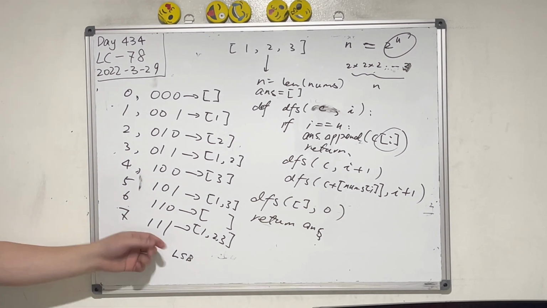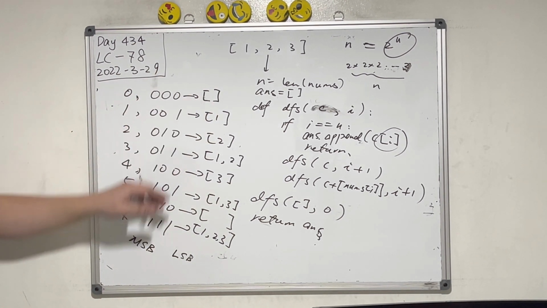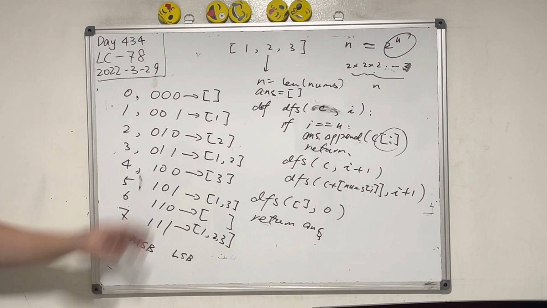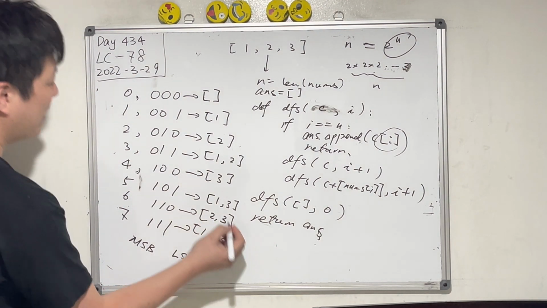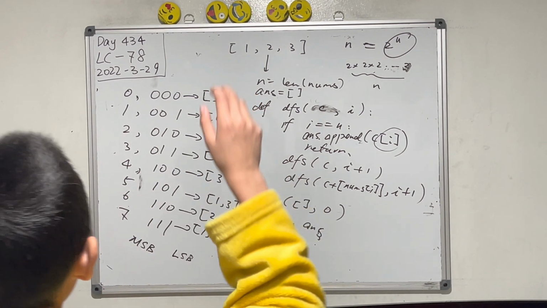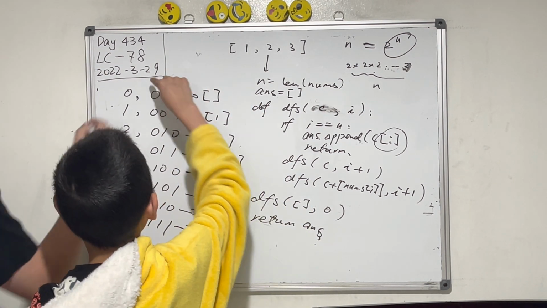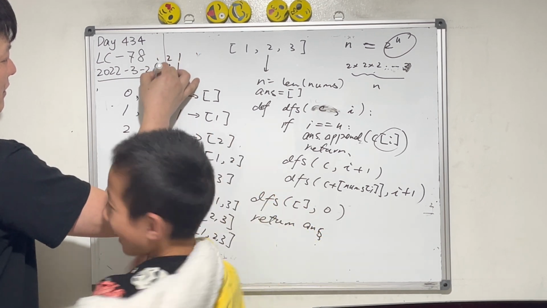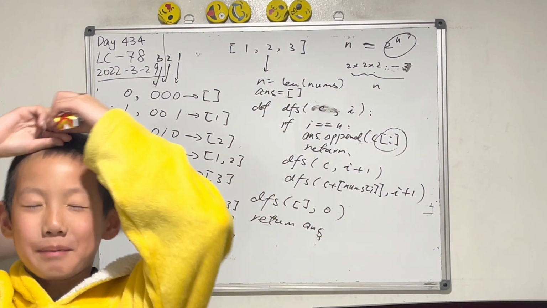Can you tell me 1, 1, 0? What does it correspond to? 2, 3. Why? Can you tell me why? Because backwards it is 1, 2, 3, and this is 1, and this is 2 and 3. Well done.